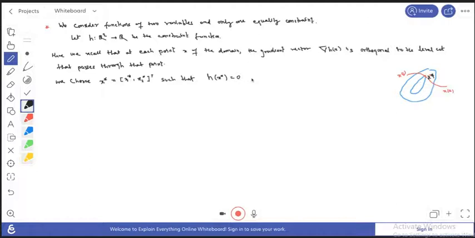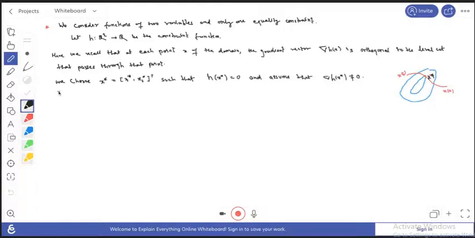Okay, and assume that the gradient of h at x star is not a null vector. That's why this is not equal to 0, so this is a non-zero vector. This is the important property, because if your vector is null, then there is nothing to do here. That's why your orthogonal vector is some non-zero vector.